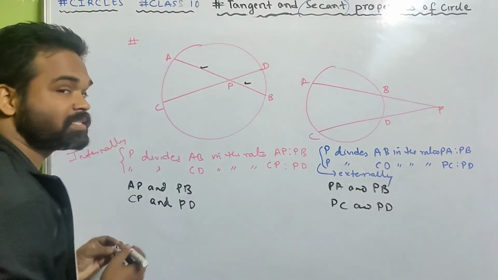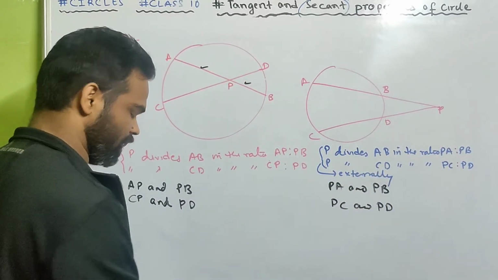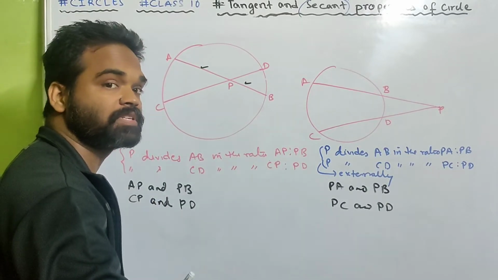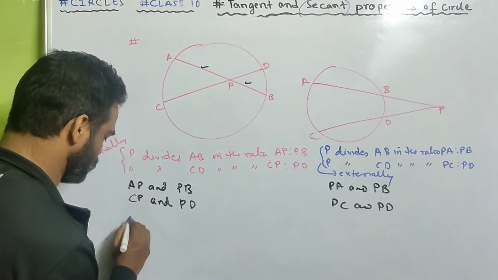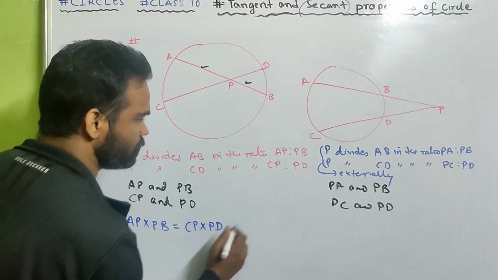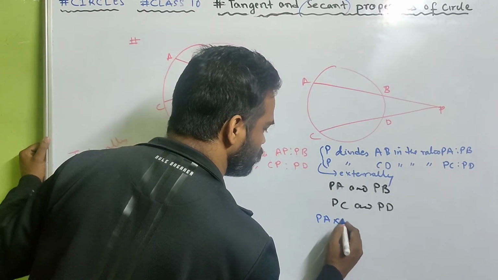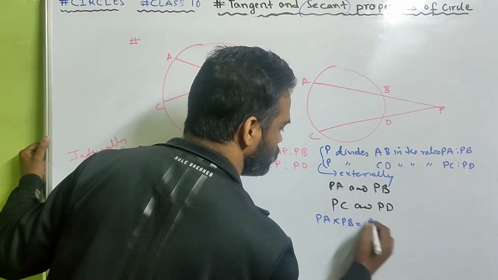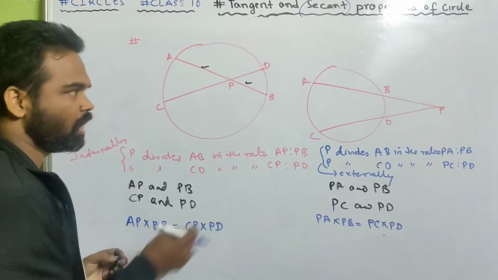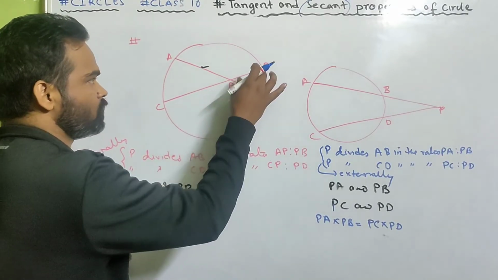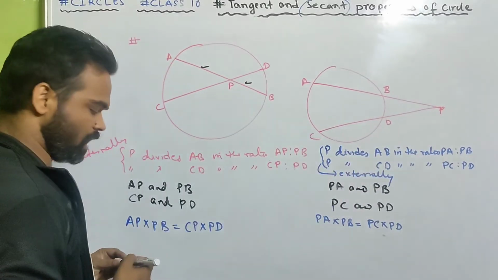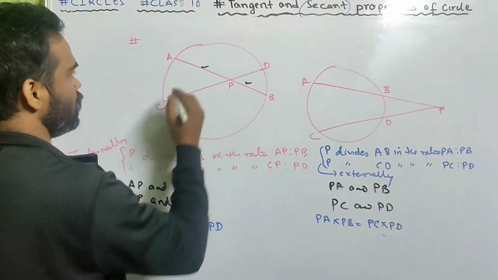So my theorem states that if two chords intersect internally or externally, then the product of the lengths of the segments is equal, which means if you multiply AP and PB, this will be equal to CP into PD. If you multiply PA into PB, this will be equal to PC into PD. How come? Just look over here. I'll join this.